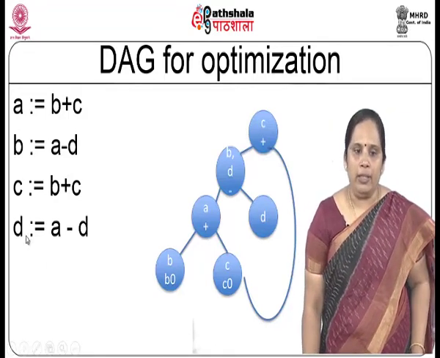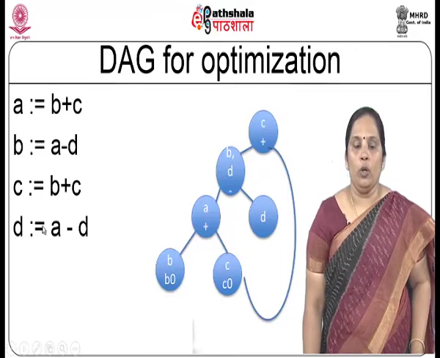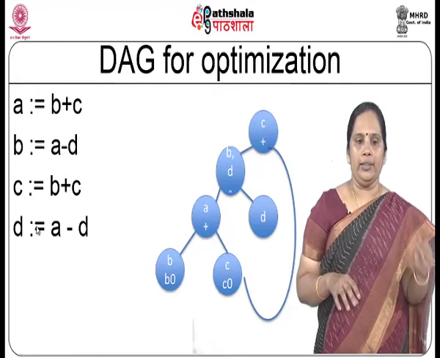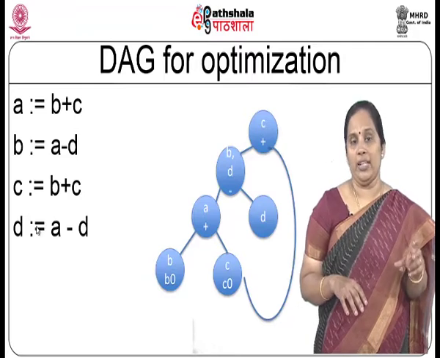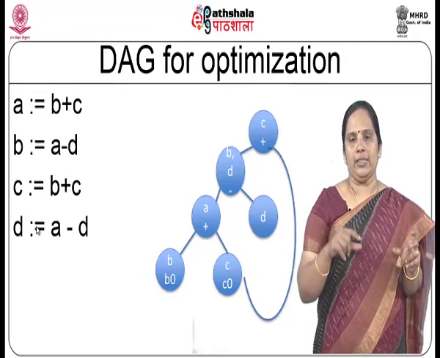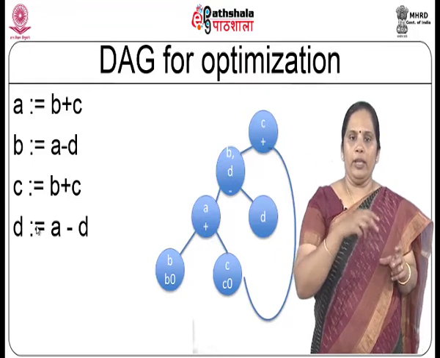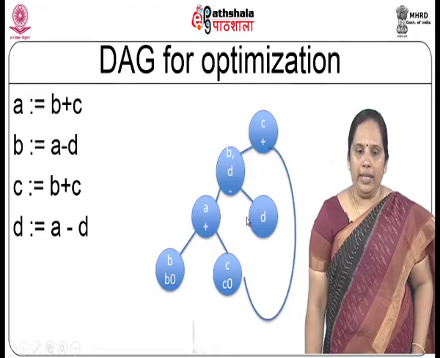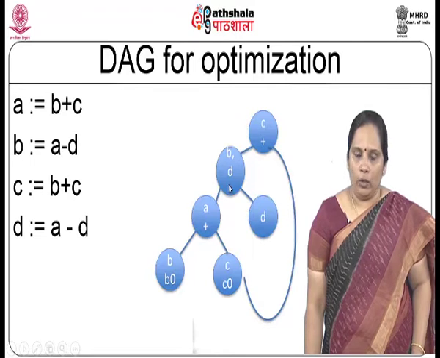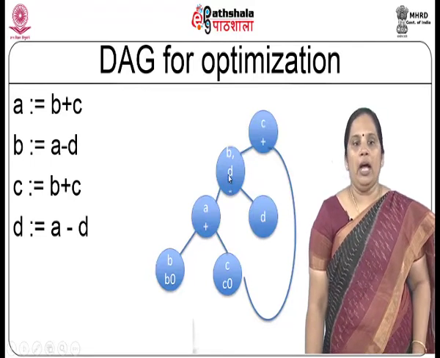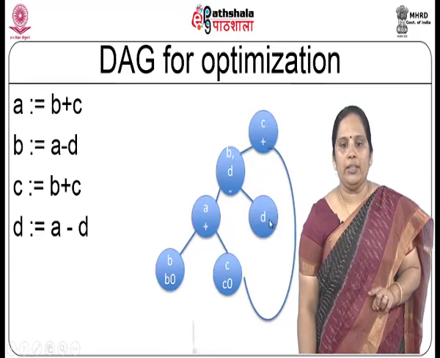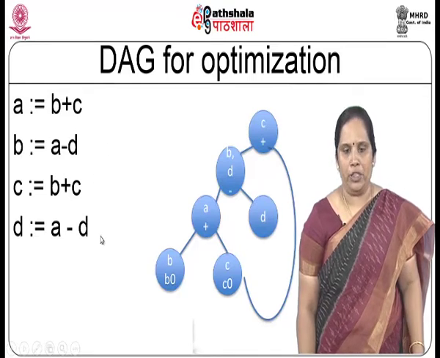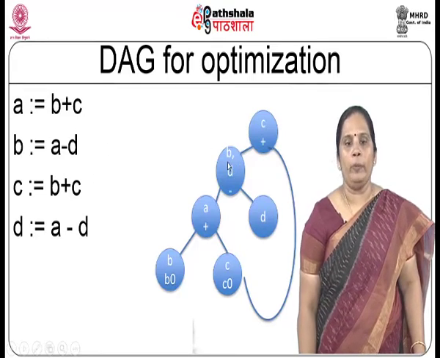The last statement is D is equal to A minus D. You normally have an RHS and an LHS. The RHS is going to be computed as a value, the LHS is referred to typically as a memory, as an address. So I will compute A minus D as a value and put it into D, meaning I have to put it in the address of D. Here A is available, D is available, and an interior node with a minus operator is also available. Now, this becomes D. After assigning this to D, I will rename the old D to D naught.